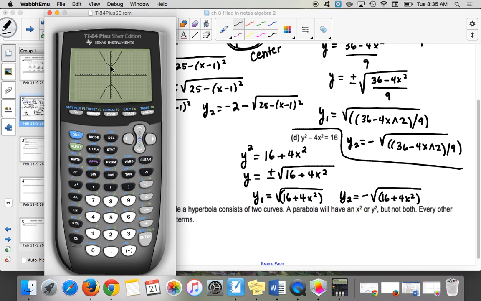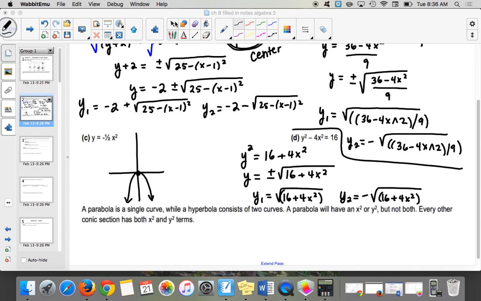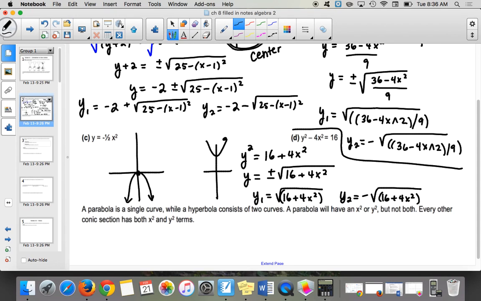Okay, so where do you think each vertex is? It looks like 0, and then count up 1, 2, 3, 4. Do you guys see that? So 0, 4, and 0, negative 4. So it looks like that and that.